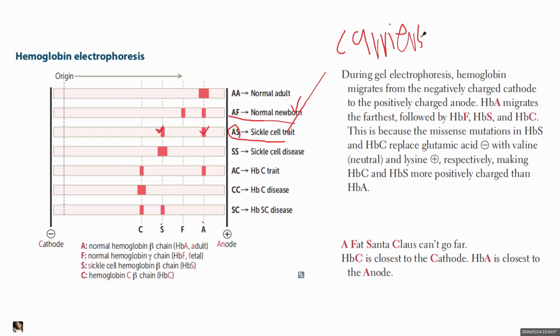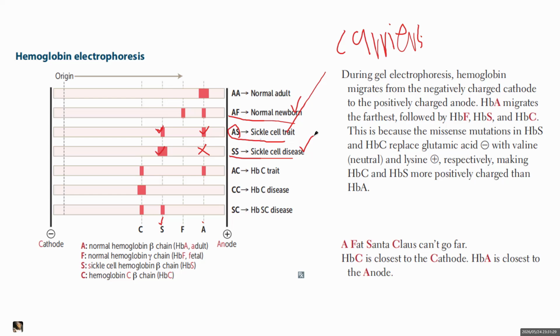Then we have SS. Here there is an absence of A, but there is a large band on the S side. As you can see, the patient doesn't have any normal hemoglobin A. Instead, the major hemoglobin present is hemoglobin S. So it shows a strong S band without hemoglobin A, and this pattern clearly indicates sickle cell disease. Have to remember it all.